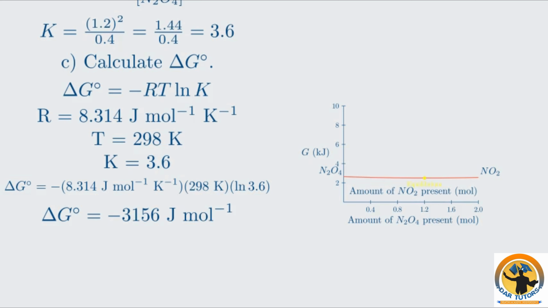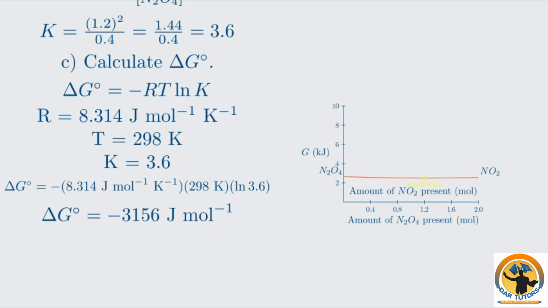Let's re-examine the graph. The graph shows the change of Gibbs free energy for the dissociation of dinitrogen tetroxide to nitrogen dioxide, N2O4(g) equilibrium 2NO2(g). For this reaction, the Gibbs energy of pure N2O4 is lower than the Gibbs energy of pure 2NO2. Therefore, delta G naught for this forward reaction, dissociation of N2O4, is positive, not negative. Let's adjust our calculation based on this observation.